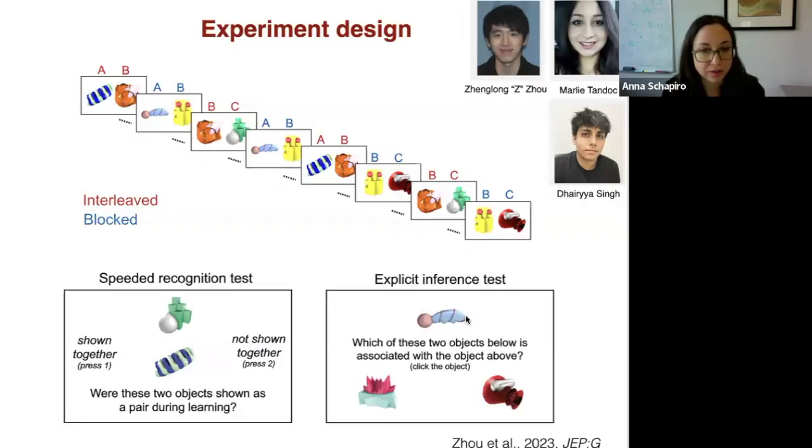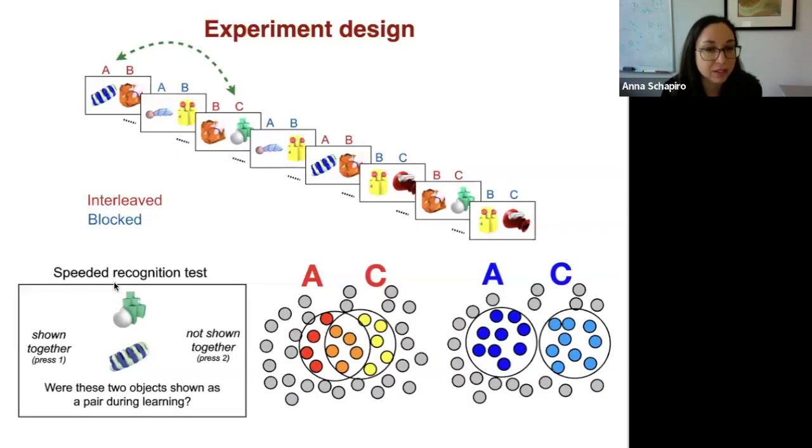And then at the very end, we do the classic, regular explicit inference test, where we show people an object and we say which of these two objects below is associated with the object above. And we give them plenty of time to make that decision however they would like to. So we don't predict differences between the conditions in the explicit inference test because we think you can use either of those two strategies to solve that problem. What we're really interested in is the speeded recognition test.